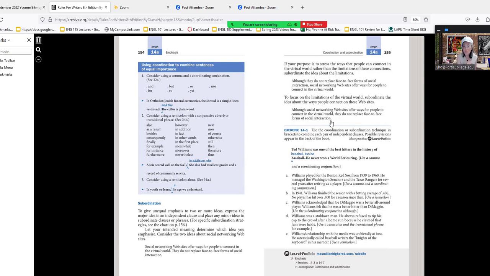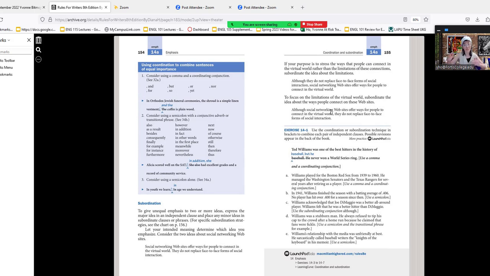So when you use subordination, you control how the reader reads your paper, and then you control how the reader thinks. If you want the reader to think that social networking websites is less important, that idea is less important, you put that with a subordinating conjunction. And then if you want your reader to think that does not replace face-to-face forms of social interaction, if you want that to be your important idea, then that way you have the power to influence how your reader thinks. And so that is the power of writing.